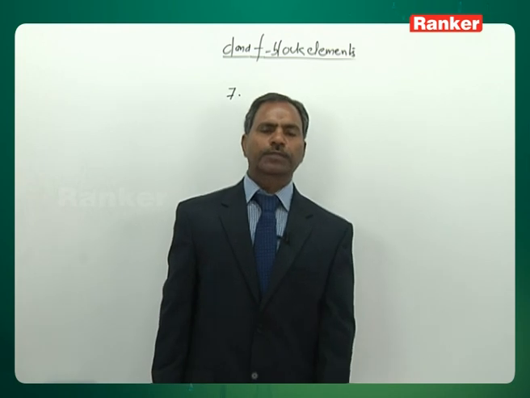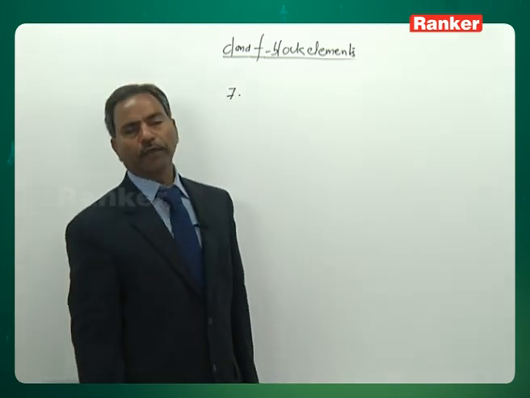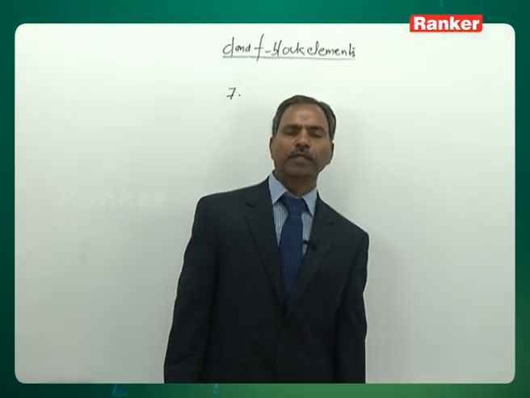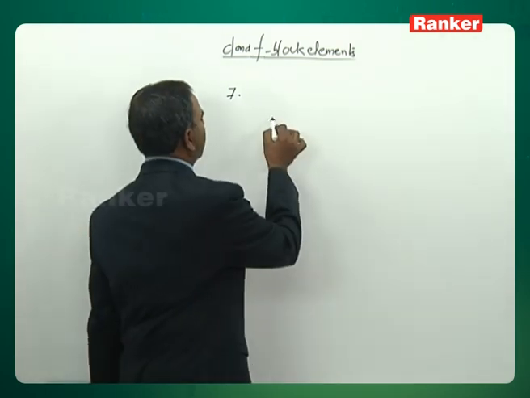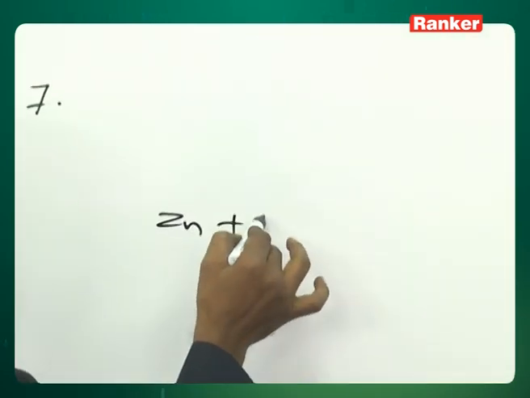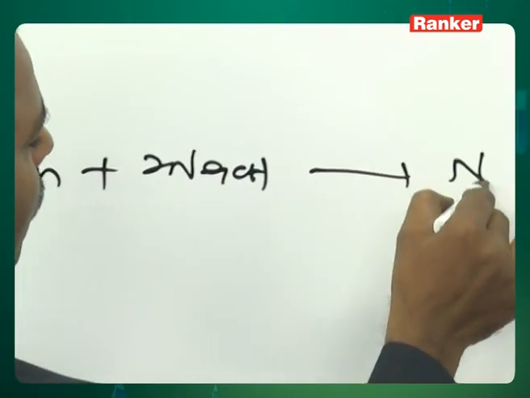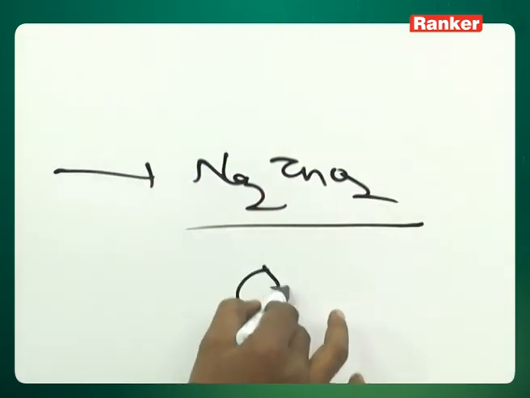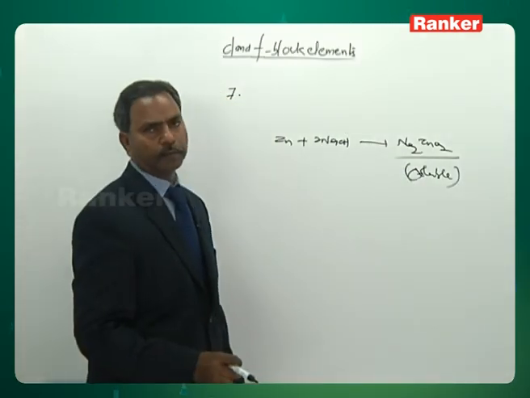So in 3 test tubes, 3 different solutions are taken: zinc, cadmium and mercury. To this you are adding sodium hydroxide. Then what is happening to these 3 solutions? Zinc, a clear solution, with sodium hydroxide gives Na2ZnO2, soluble sodium zincate.